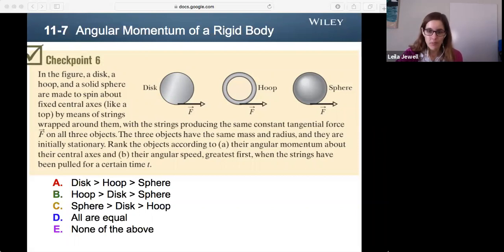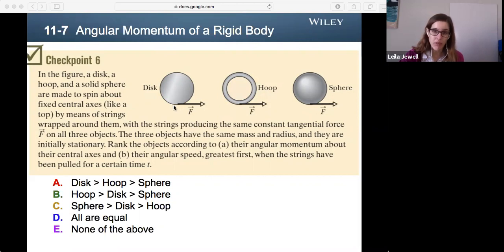Let's see, so the first part is finding their angular momentum about the central axes. Angular momentum, we saw that dL/dt, the change in angular momentum, is going to be equal to the net external torque. So what's applying an external torque on these objects? Well, it's this external constant tangential force F that's acting on them. And it says it's the same force on all of them and that they have the same radius.